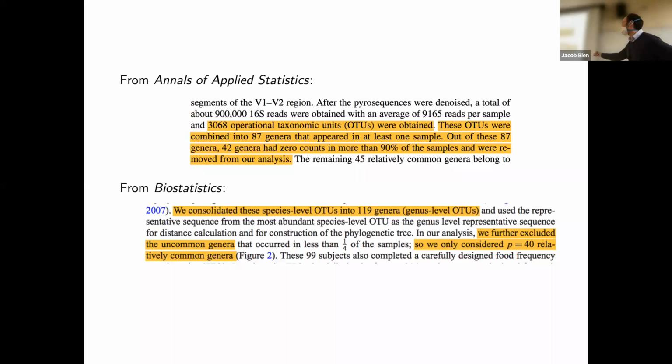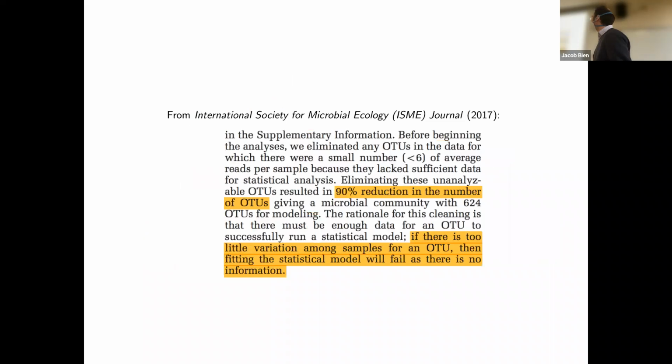And it's done also in the Biostatistics Journal, also in ISME, which is more of a domain-specific journal, where they talk about having a 90% reduction in the number of these microbe types that were considered. What I liked about this ISME paper is they explain why they were throwing out all that stuff. They said, if there's too little variation among samples for a given microbe type, then fitting the statistical model will fail as there's no information. Intuitively that makes some sense, but that was a good starting place for us just to convince ourselves that this really was a problem and to understand it better.